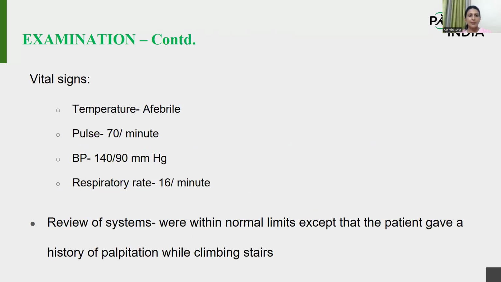The vital signs: the patient was febrile, pulse of 70 per minute, BP of 140/90 millimeters of mercury, and respiratory rate of about 16 per minute. On the review of systems, all were within normal limits, except that the patient gave a history of palpitation while climbing the stairs.